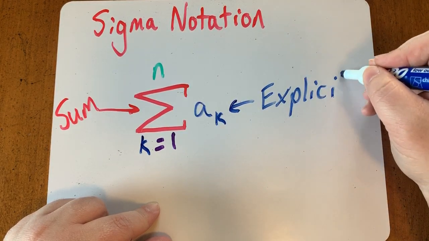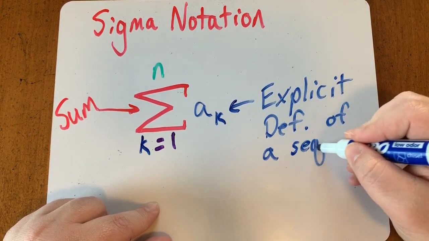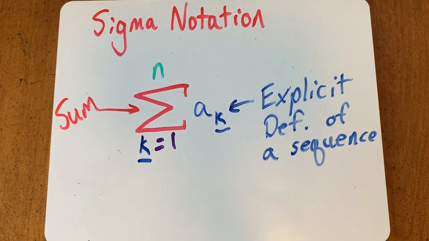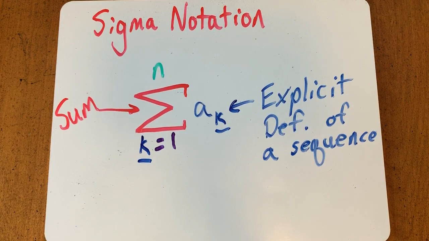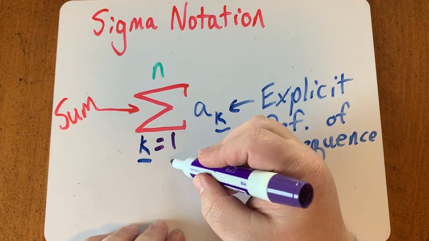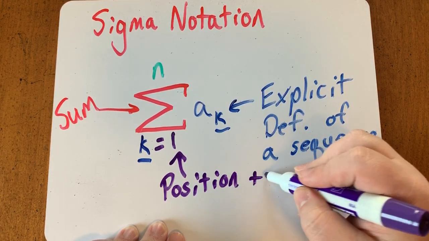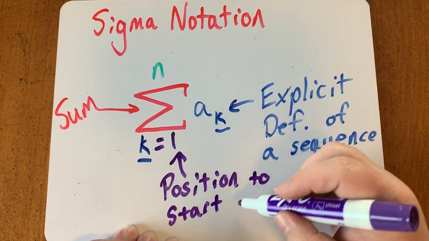This is the explicit definition of a sequence. This variable and that variable should always match. I'm not going to be too picky about that, but it should. Whatever variable you define underneath your sigma should be the variable used in your explicit definition of the sequence. This number beneath here is the position you start in the sequence. Usually it's going to be 1. Almost every time it's going to be 1.